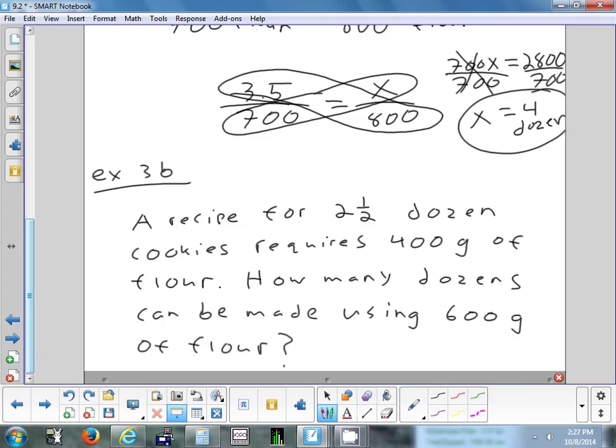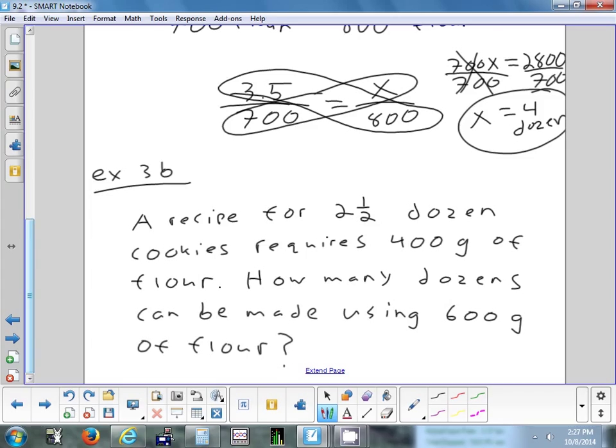Dominic has a good question back here. He said, Mr. Roy, how do I know which one to cross multiply first? It doesn't matter. You can go either way. You can go left to right, you can go right to left. Either way, it doesn't matter.